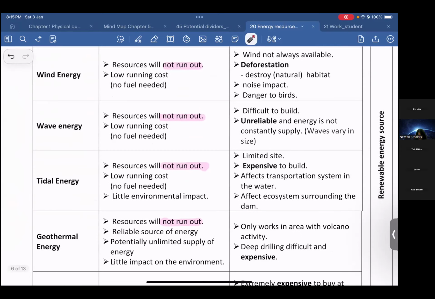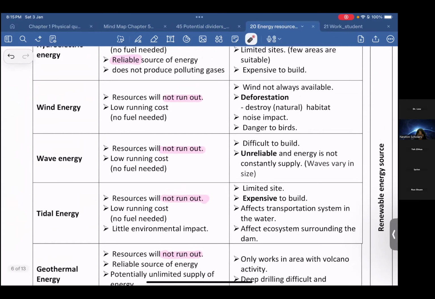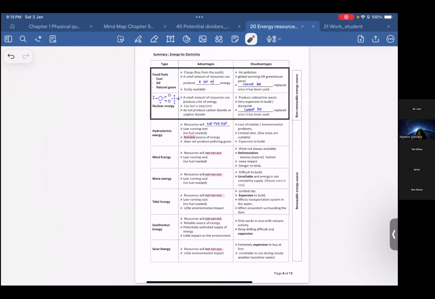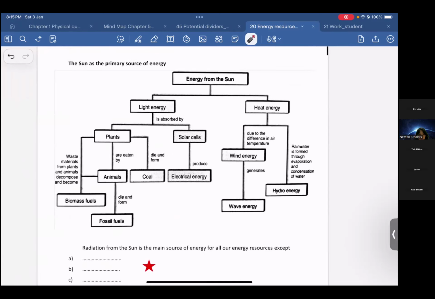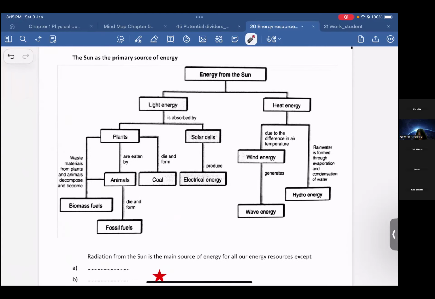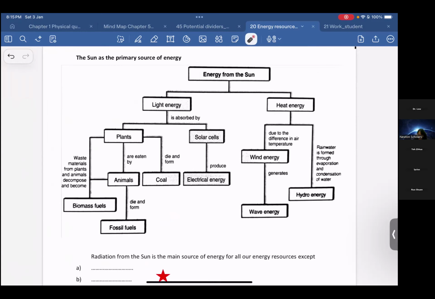Okay, should be fine. Then here we go to the exercise, page number 7. No, not yet exercise. Later I will answer your question. Okay, here, the sun as the primary source of energy.